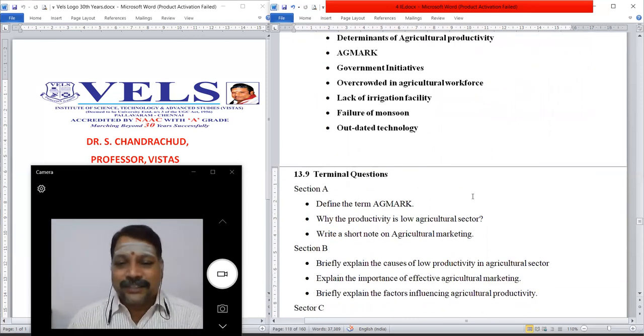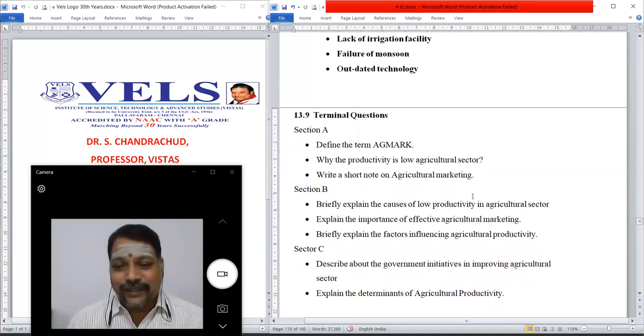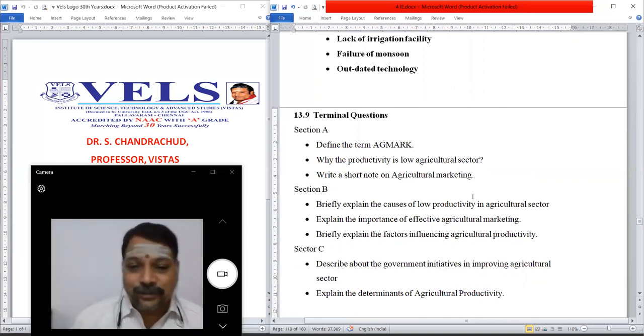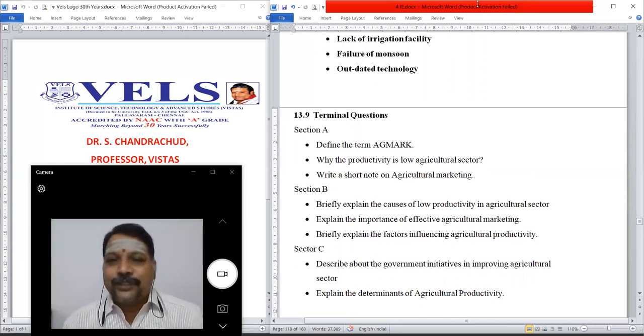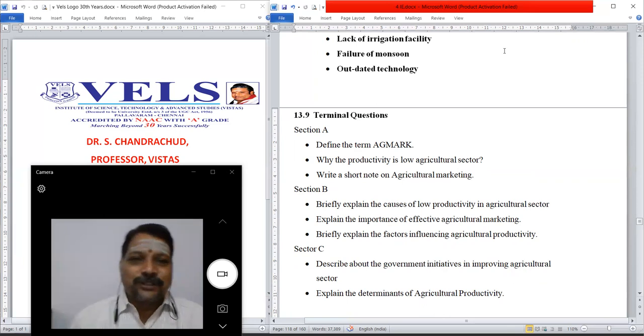You can expect a section A question on AGMARK, they are repeatedly asked, and a possible section C question is explain determinants of agriculture productivity or what are the government initiatives to improve the agriculture sector. With this, we conclude.